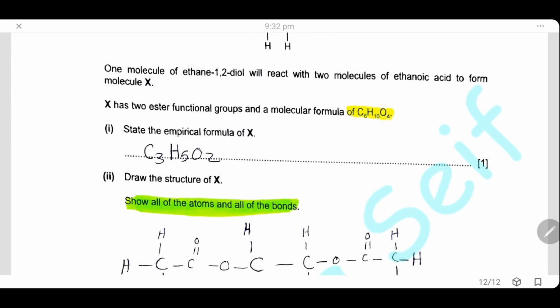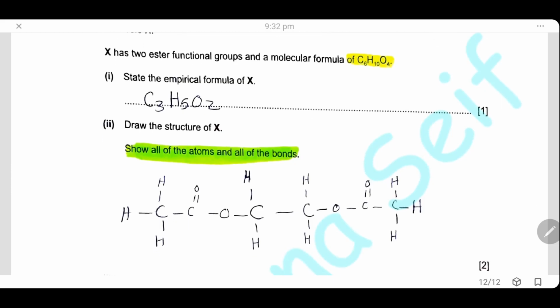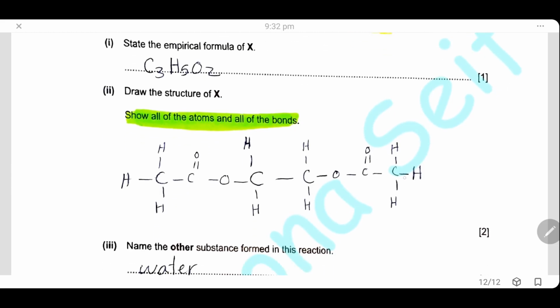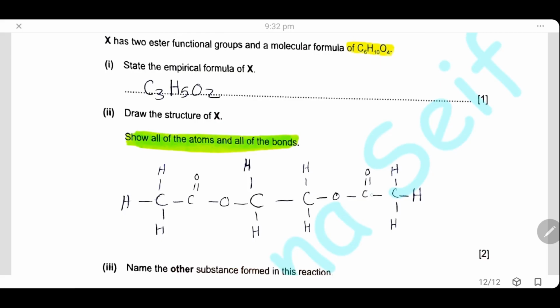Show all the atoms and all the bonds. Here the ester linkage will be from both sides. Here we will write it as the ethanoic acid. These are the 2 carbons of ethanoic acid, and here is the first ester linkage, and from the other side we have the 2 carbons of ethanoic acid, and here is the second ester linkage.